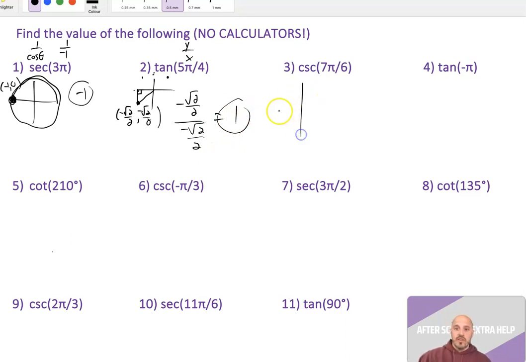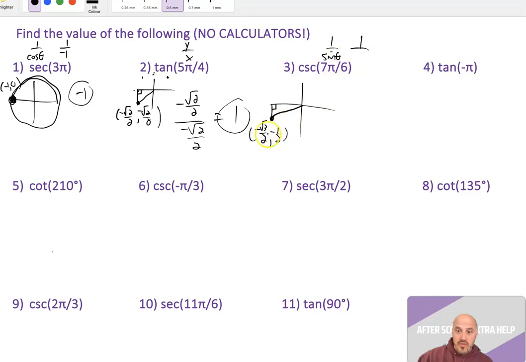Continuing along, cosecant of 7 pi over 6. So I'm pi over 6 away from pi, one more pi over 6. So my short side is my y value, again negative, and the long side is my x value, but negative. Cosecant is 1 over the sine of the angle we're talking about. So we just want the y value.